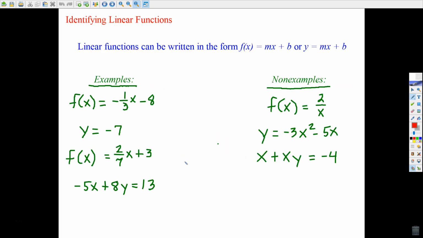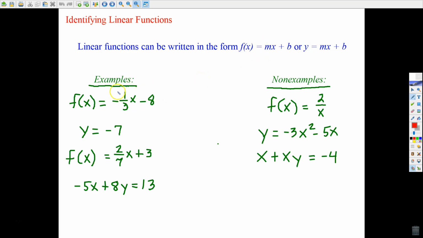To begin with, just real simply, I want you to be able to identify linear functions when you see them in equation or function form. We're already used to this, so this should not be anything new. Linear functions can be written in what we call slope-intercept form. This is function notation, this is equation notation, but they mean the same thing. f of x and y really stand for the same thing.